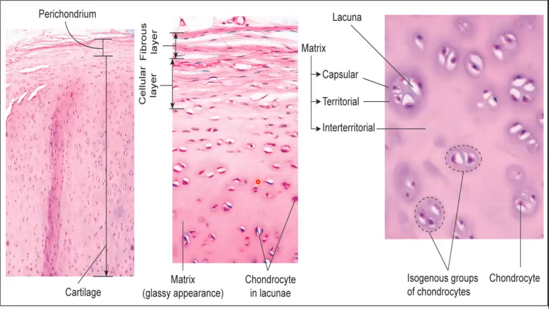Okay. Then here you can see the chondrocytes in groups. So these are the isogenous groups. And these isogenous groups are mainly groups of 2, 4, rarely 8. You can see here 2, 4.